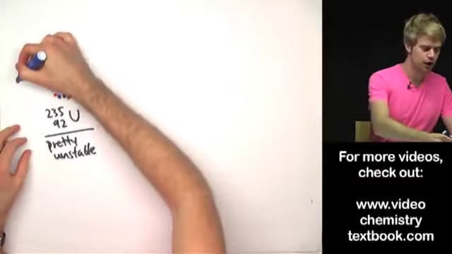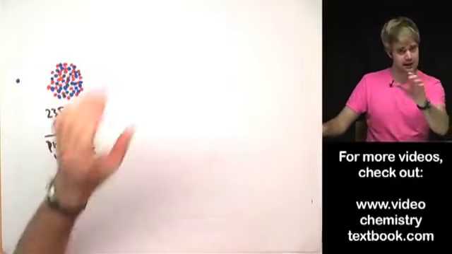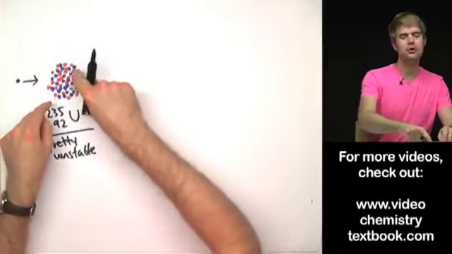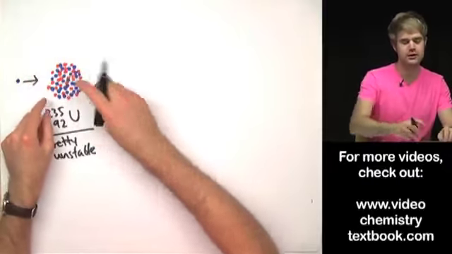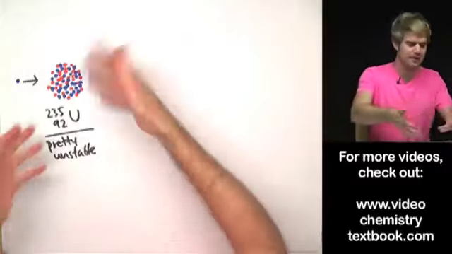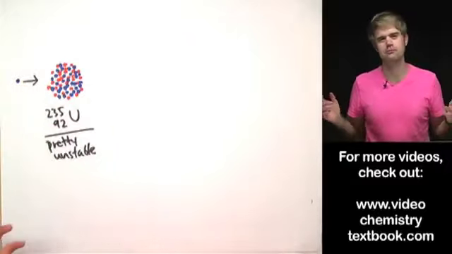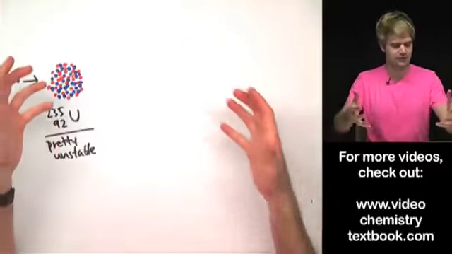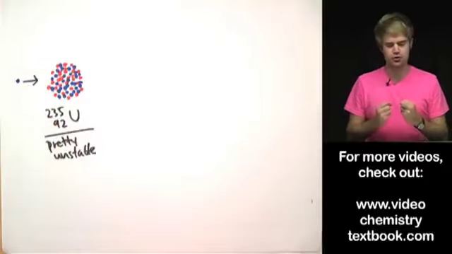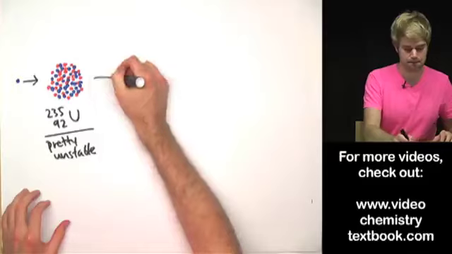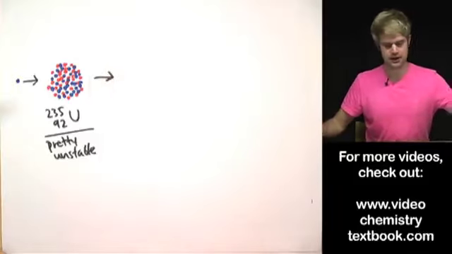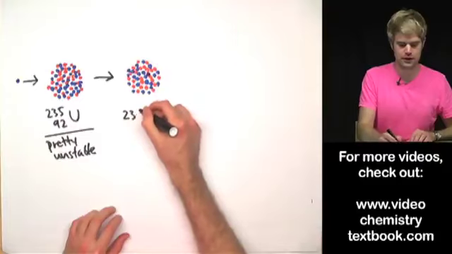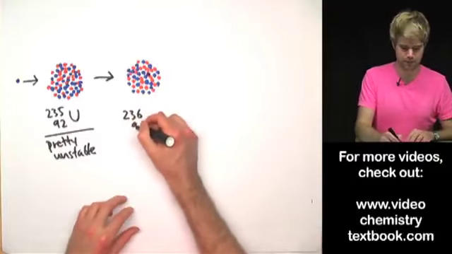We take a neutron and we slam this neutron into the atom. I'm just showing the nucleus here. These are the protons and neutrons in red and blue. I'm not drawing the electrons because they're not really important for what we're doing here. So anyway, this uranium-235 atom gets this neutron and it holds on to it, which turns it into uranium-236 because it has one more neutron.